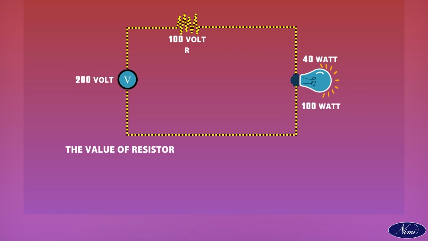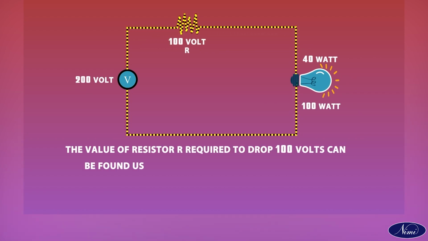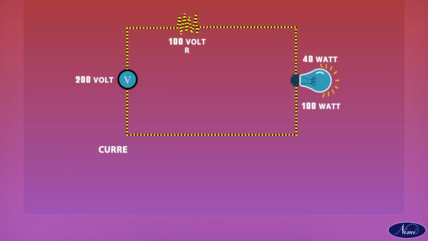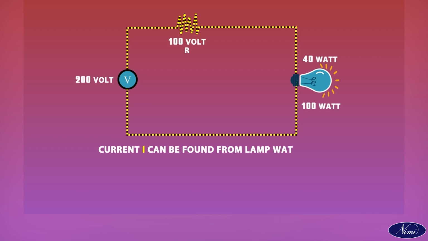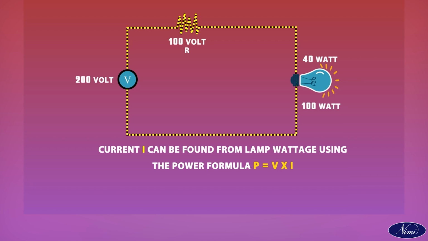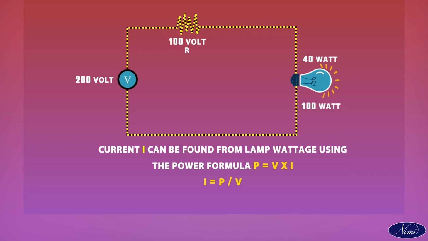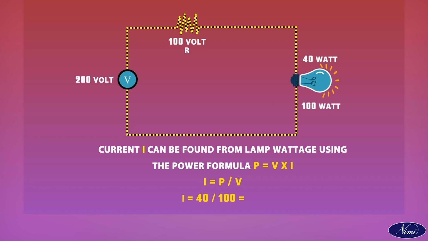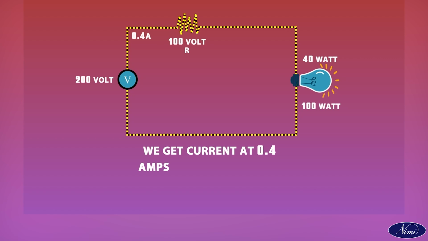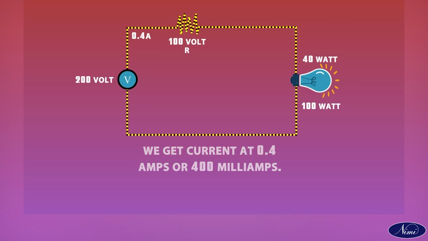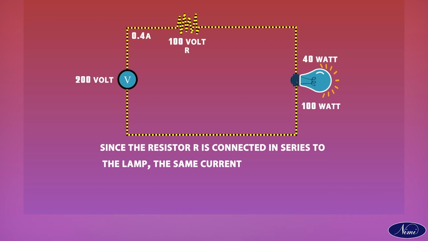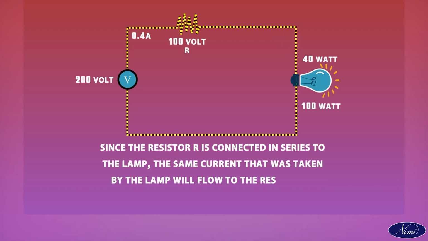The value of resistor R required to drop 100 volts can be found using the Ohm's law formula R is equal to V upon I. Current I can be found from lamp wattage using the power formula P is equal to V into I, so I is equal to P upon V. I is equal to 40 upon 100 equal to 0.4. We get current as 0.4 amps or 400 milliamps. Since the resistor R is connected in series to the lamp, the same current that was taken by the lamp will flow through the resistor R.